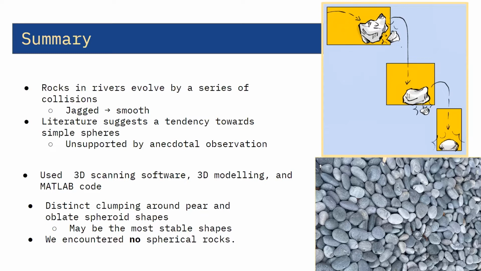So to do this project, we used 3D scanning software, 3D modeling, and MATLAB code, and found some distinct clumping around the pear and oblate spheroid shapes as we analyzed them, suggesting that those may be the most stable shapes out of the many that rocks can come in. And notably, we did not encounter any spherical rock.